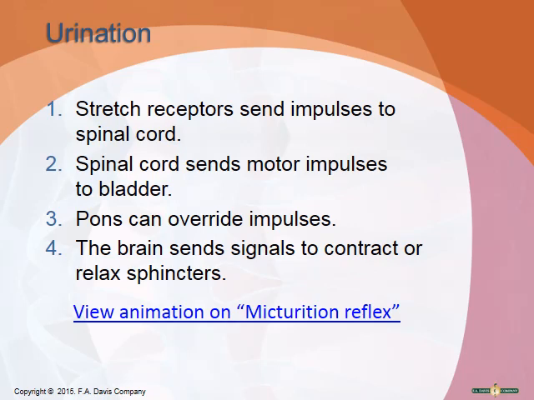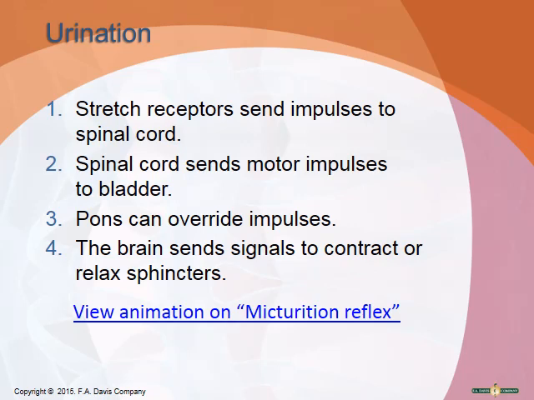The spinal cord then sends information back out to the bladder wall to contract and for the internal sphincter to relax. And when that happens, voiding occurs, involuntary, unless the brain overrides it. So why would the brain override it? It would be when we're not in the right place to be urinating.